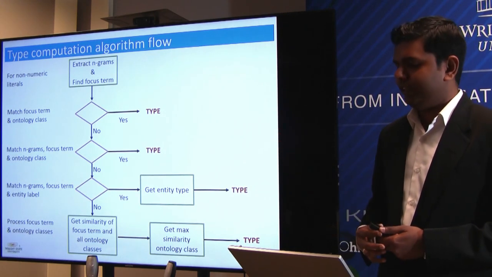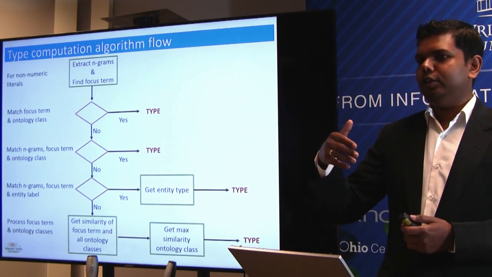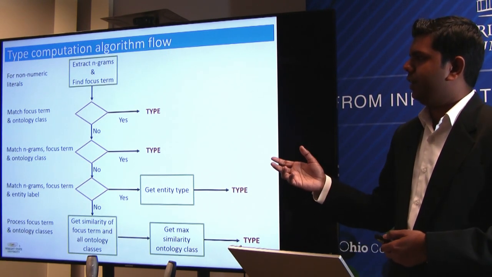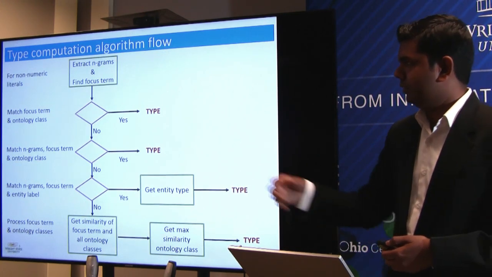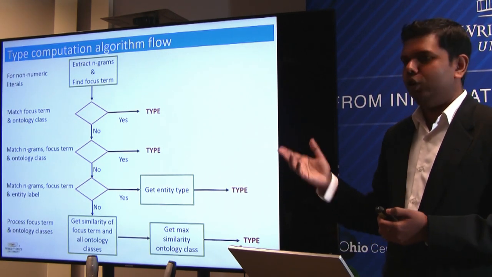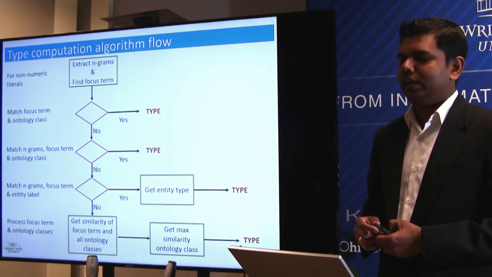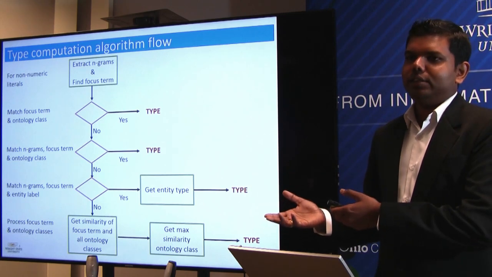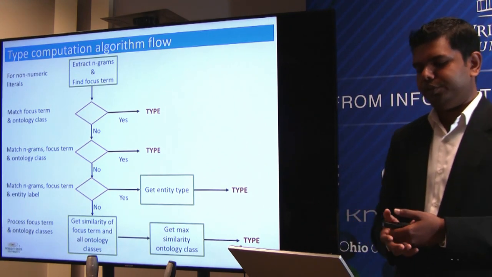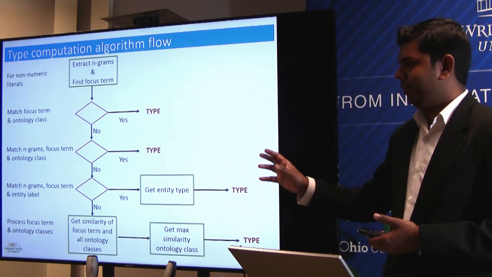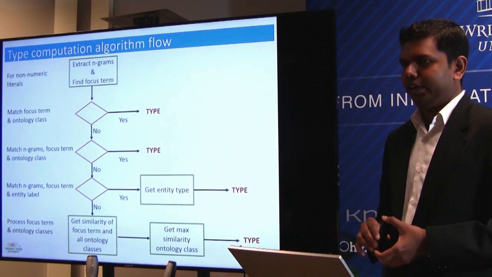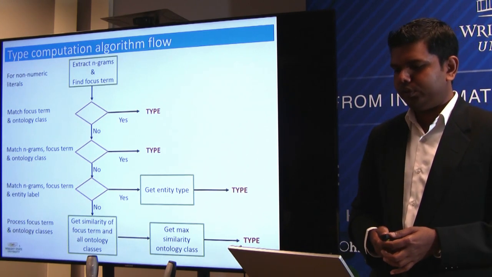In each condition, first it checks the focus term, which we identify using a natural language processing technique, focus term detection, and we check whether it directly matches an ontology class. If it does, then we directly have the type, or we have solved our problem. If not, we analyze the n-grams along with the focus term and then try to match to an ontology class. And if not, we try to match it to an entity and then take the type of the entity, and then we get the type of the literal or the phrase. Lastly, if none of them work, we just get the maximum overlap semantic similarity for an ontology class and then type it as that class. So this is the process flow that we follow.